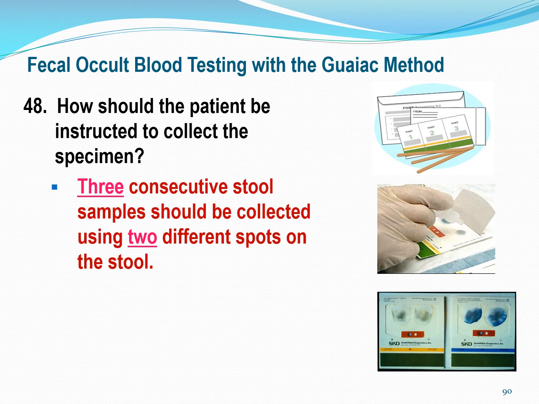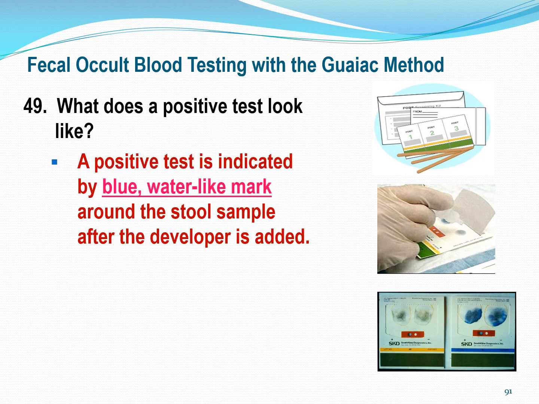So how should you instruct, as a medical assistant, how should you instruct the patient to collect the specimen? So they need 3 consecutive stool samples, collected using 2 different spots on the stool. A positive test is indicated by that blue water-like mark around the stool specimen after that developer reagent is added.